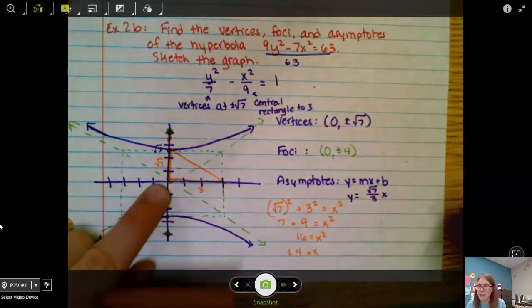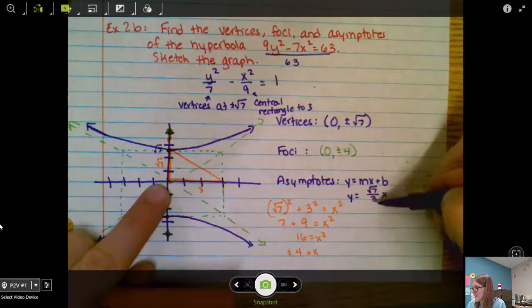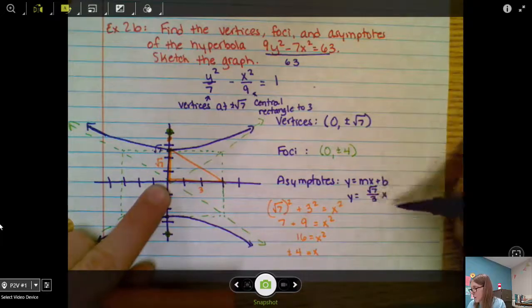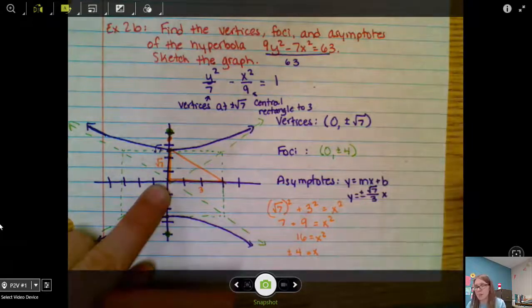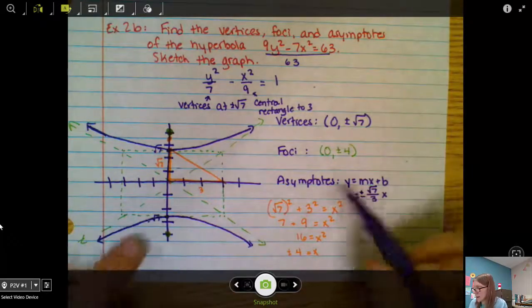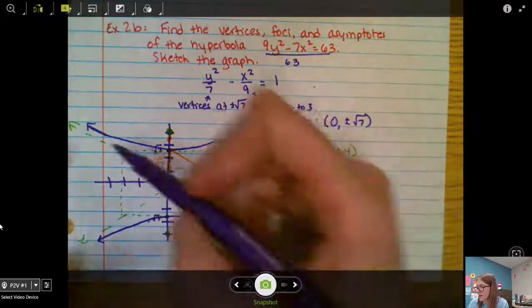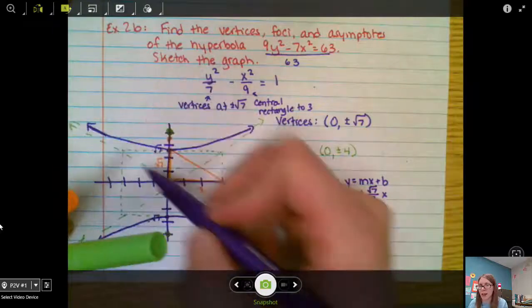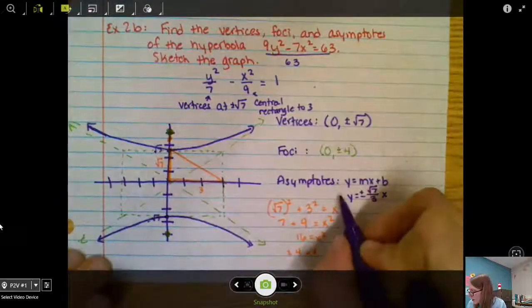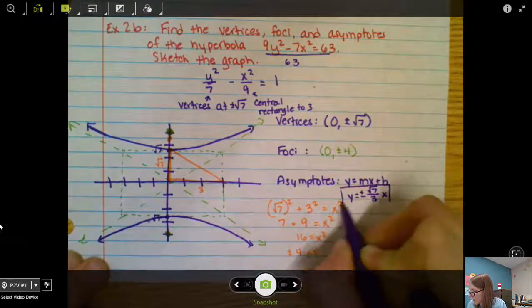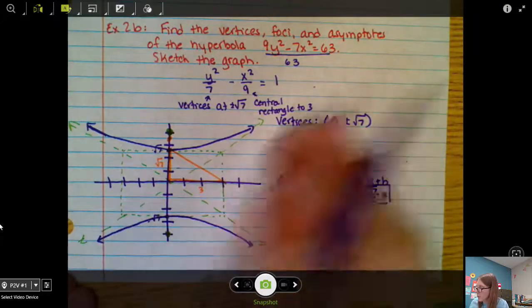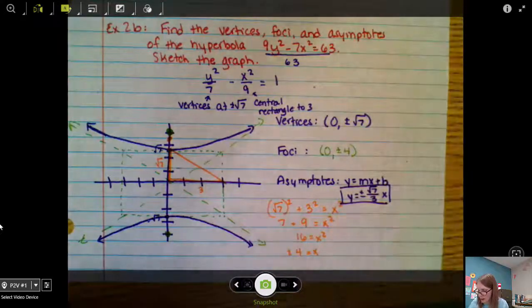This is going to look kind of messy, but up square root of 7 over 3, that's my rise over my run. That's my slope. The plus or minus, the positive square root of 7 over 3 x gives me this line. Negative square root of 7 over 3 x gives me this line. All right, so that's everything we need for our problem. We got our graph, we got our vertices, we got our foci, and our asymptotes.